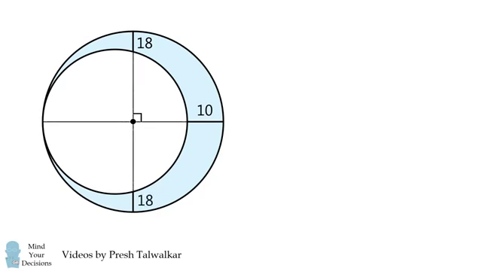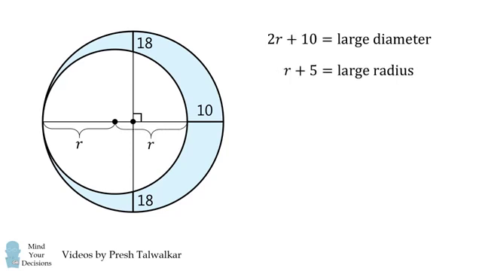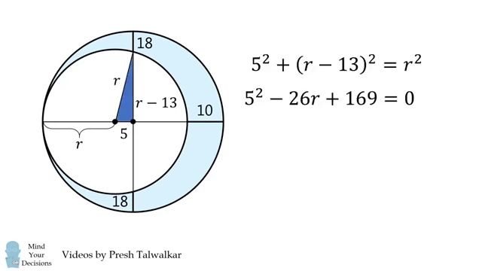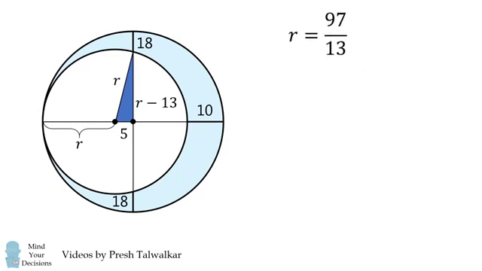So now, what about the original problem where the distances of 10 and 18 were swapped? Well, you could go about it exactly in the same method as we just did. Let's let r be the radius of the small circle, and then we'll calculate the distance between the centers of the two circles. In this case, it works out to be 5. We then calculate this vertical distance, and it ends up being r minus 13. So we get a right triangle, and we again use the Pythagorean theorem. We then solve for r and get that r is equal to 97 over 13.